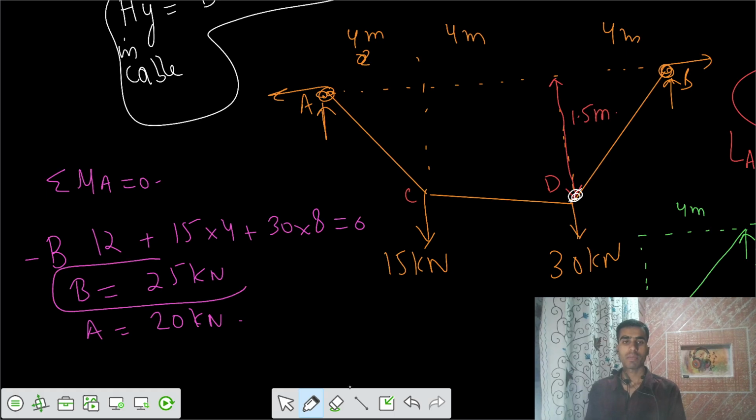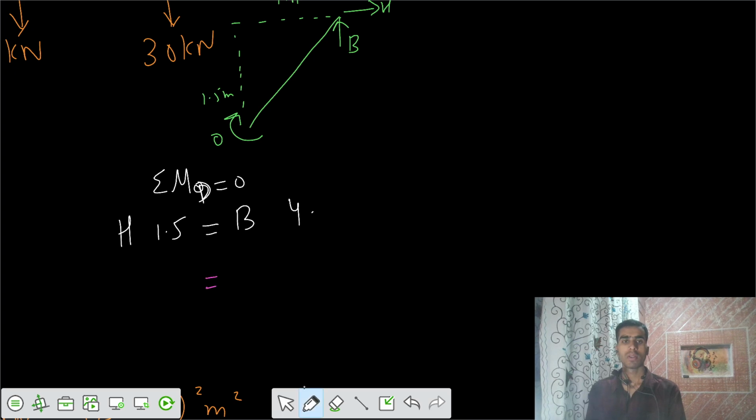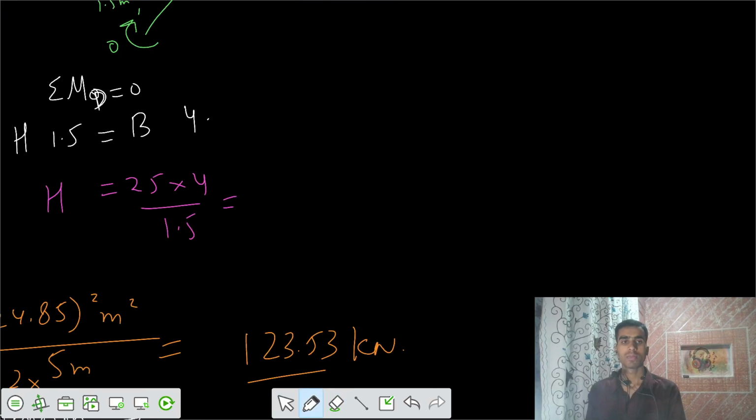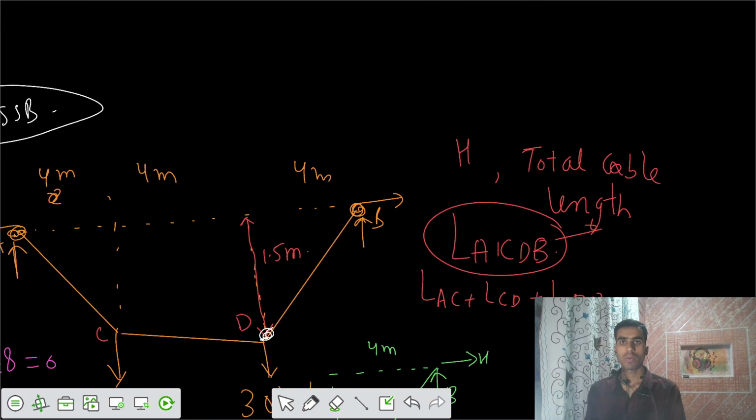So we got the reaction B as 25 kilonewton. If I substitute here, 25 into 4 divided by 1.5 is your horizontal component. So that value equals 66.67 kilonewton. Now I got one part of the problem, that is H.